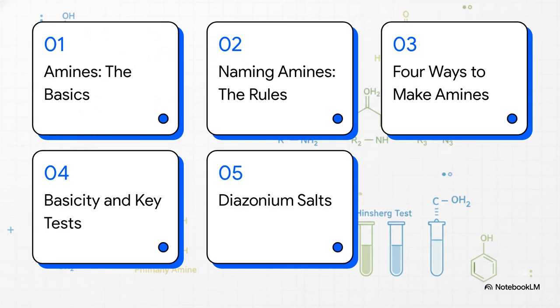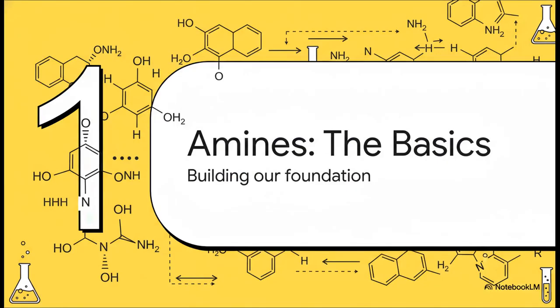So here's the game plan for today. First, we'll cover the absolute basics. Then, we'll get into how to actually name these things. You know, the rules. After that, we'll look at the 4 main ways to actually make amines. Then, we'll check out their basicity and some key tests. And finally, we'll put the spotlight on diazonium salts. Sound good? Let's go. Okay, Section 1, the basics.